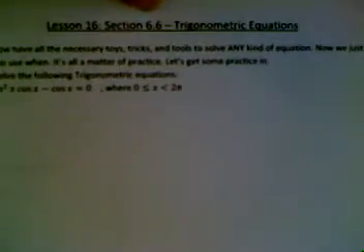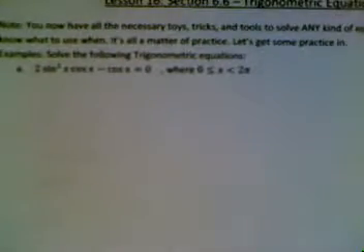Lesson 16, trigonometric equations. Now, this one we're going to use a lot of information all together, okay? Now, we're going to start with problem 2a. Make sure you notice the note here. There's a lot of different methods that we can utilize, okay?